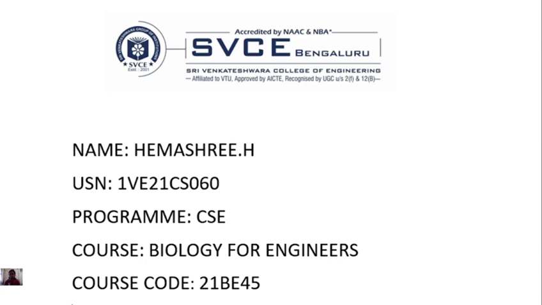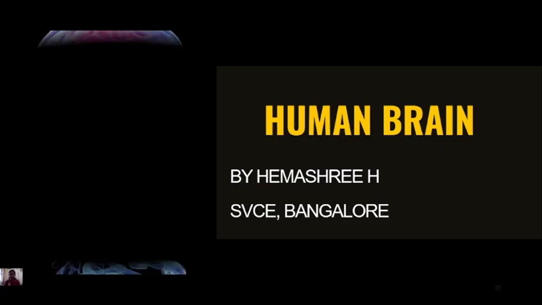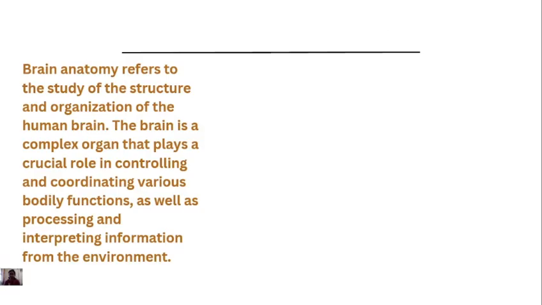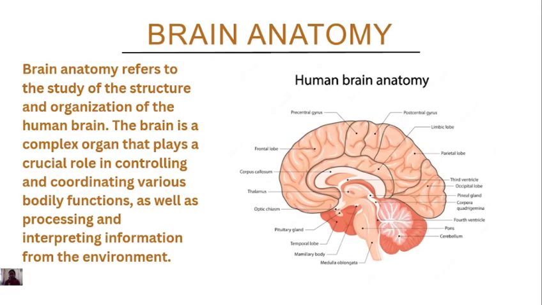Here in this video, we're going to study the course Biology for Engineers, in which the topic is the human brain. Brain anatomy. Brain anatomy refers to the study of the structure and organization of the human brain. The brain is a complex organ that plays a crucial role in controlling and coordinating various bodily functions as well as processing and interpreting information from the environment.